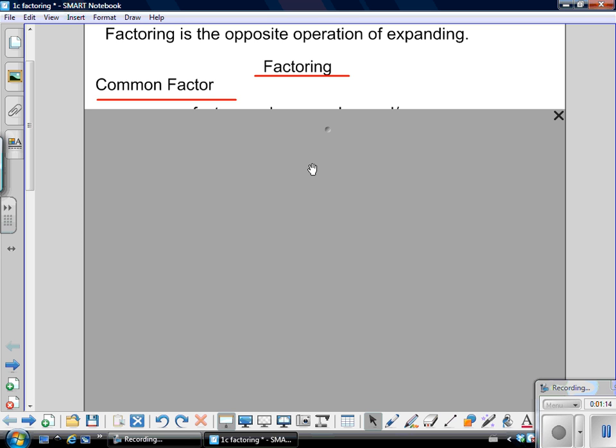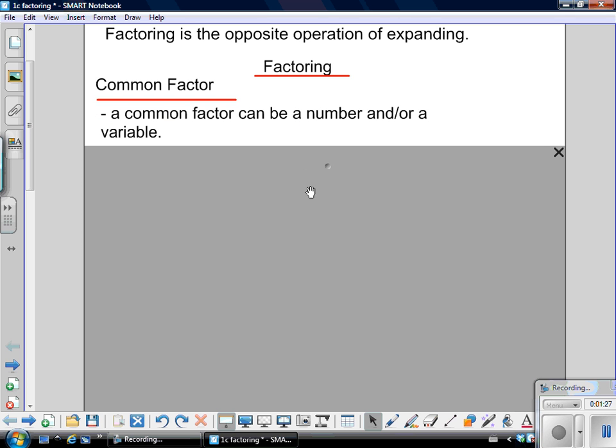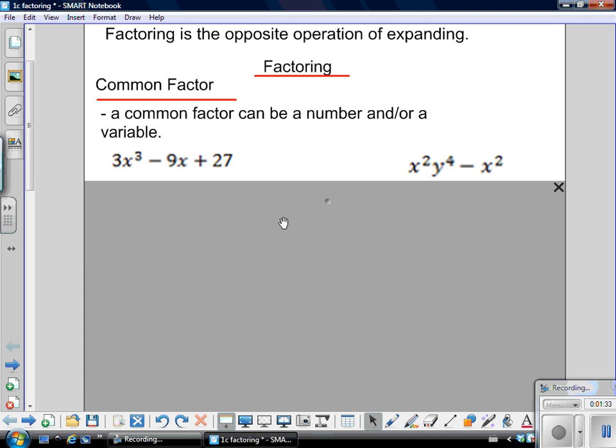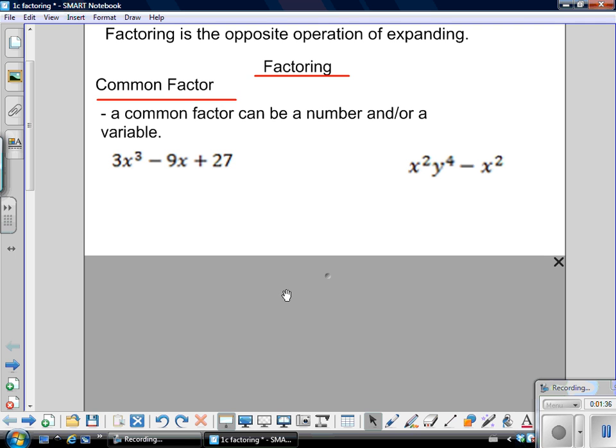It's like a checklist in my head. In my checklist, I always look for a common factor first. Then I look for the next kind, and then the next kind, then the next kind. So it's a checklist that I literally go through. A common factor is a number or a variable that is common for every term that we're talking about. The easiest way is actually to do some questions here.